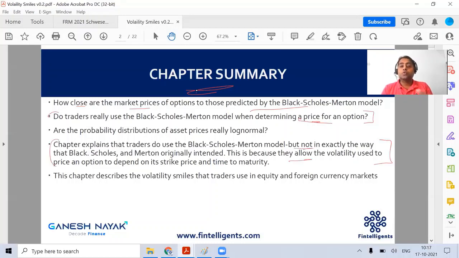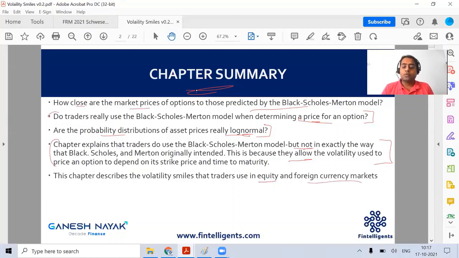In two products, we're going to be talking about FX and equity. We'll look at the lognormal probability distribution assumed in the Black-Scholes model, and primarily the implied volatility distribution. We're going to be comparing both of them, and we'll see this for two different products, that is equity and foreign exchange, the foreign currency market.